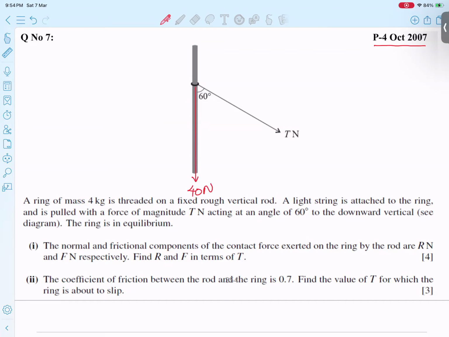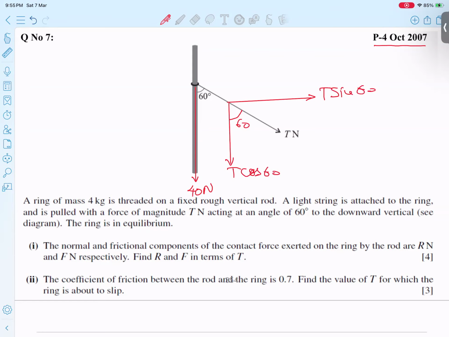And this tension is at 60 degrees, so we resolve it into one component perpendicular to the rod and one parallel to the rod, because 60 is this angle. The angle given is called the cos component. So it's T cos 60 and T sin 60.